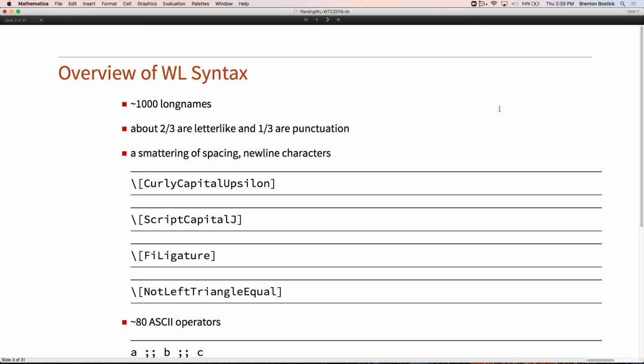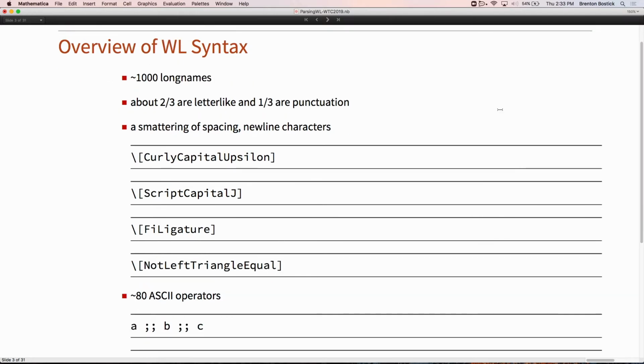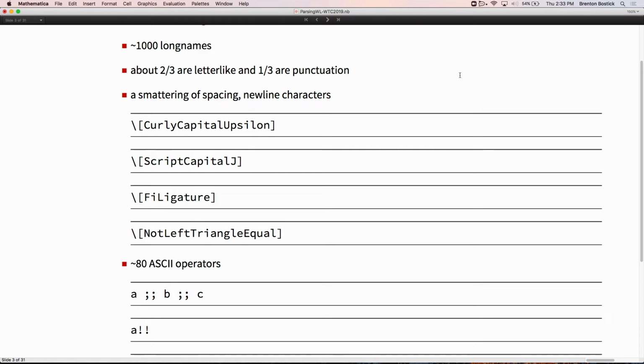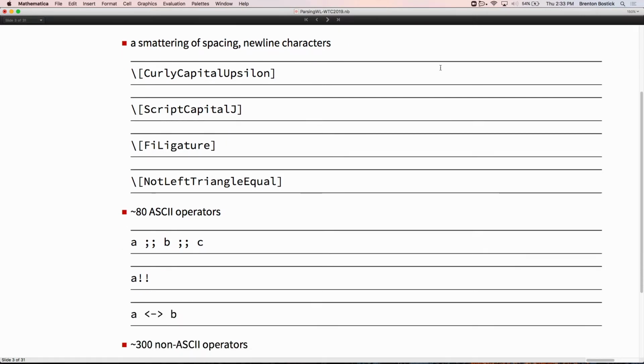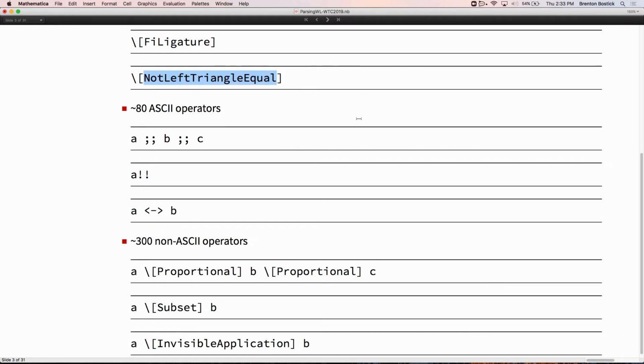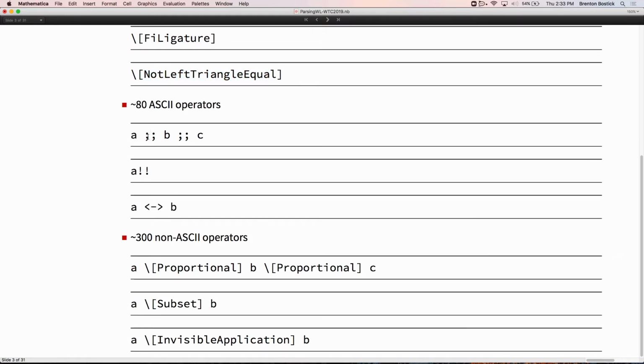All right, so talking about the Wolfram language syntax, about 1,000 different long names, two-thirds of which are letter-like characters and a third are punctuation, things like this, people might be familiar with or not. 80 or so ASCII operators like span, double factorial, and two-way rule. About 300 or so non-ASCII operators like all of these super crazy things sometimes you see, invisible application.